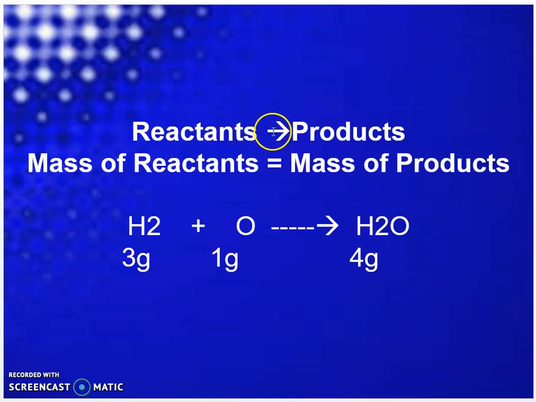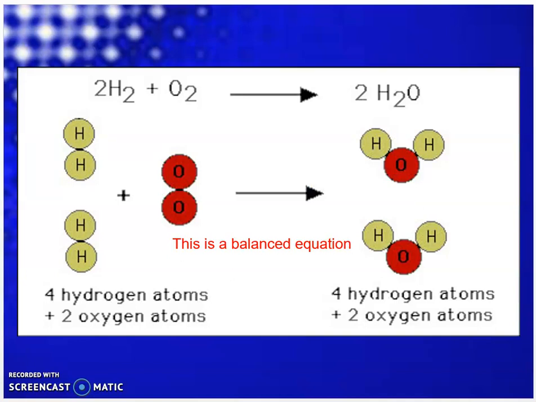So reactants and products, the mass of the reactants must equal the mass of the products. So let's look at this chemical equation again. We have 3 grams of hydrogen gas, 1 gram of oxygen, and that's going to give us 4 grams of water. So 3 plus 1 is 4, and then we have a total of 4. What you start with, you must end with. So it's the same formula almost.